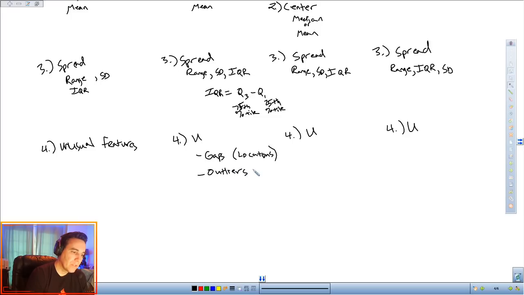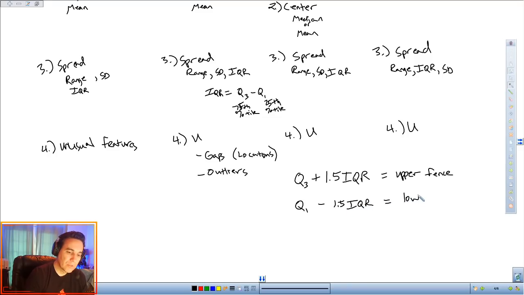On a previous video, I went over the outliers. Remember outliers, the boundaries are Q3 plus 1.5 IQR. That will be the upper boundary. So that's the upper fence. If you're outside of the fence, then you're an outlier. And Q1 minus 1.5 IQR would give you the lower fence, right?